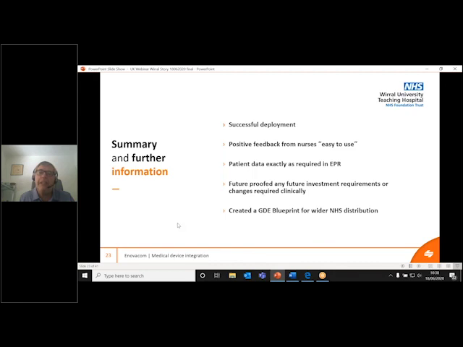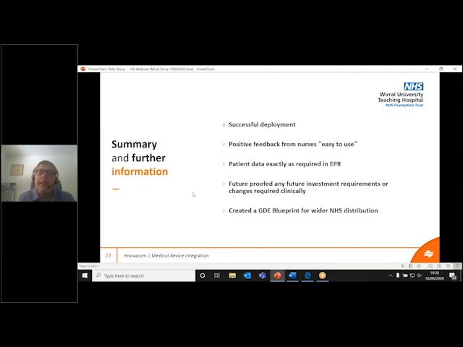We had resistance when we first mentioned Enovacom because people were used to just using Millennium, but now it's easy to use. The patient data is exactly as required in the EPR. That was another change in requirements as we shared the builds with clinicians and nurses. I've mentioned that we've future-proofed some of our future investment requirements because we can easily make changes if we need to collect more ventilator settings, because we only use a set number for the clinicians, so that would just be a simple support call with Enovacom.